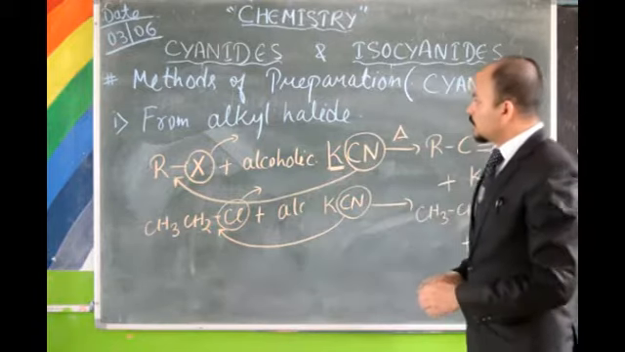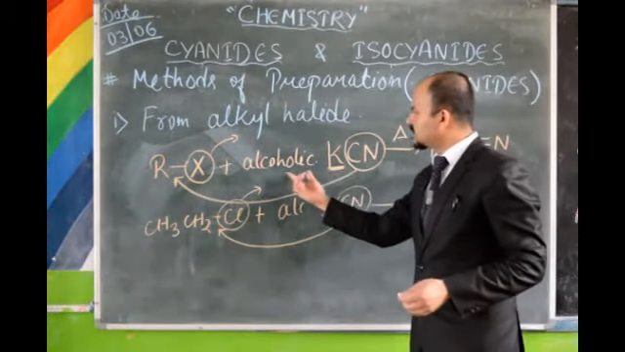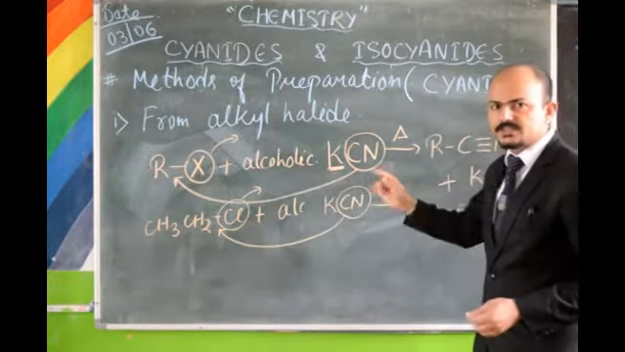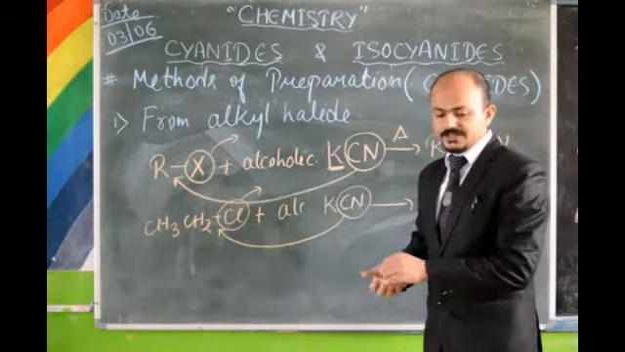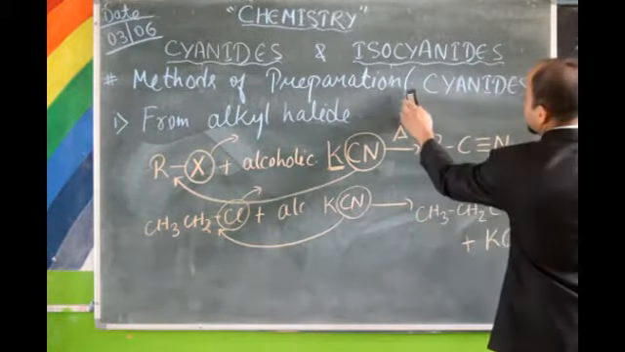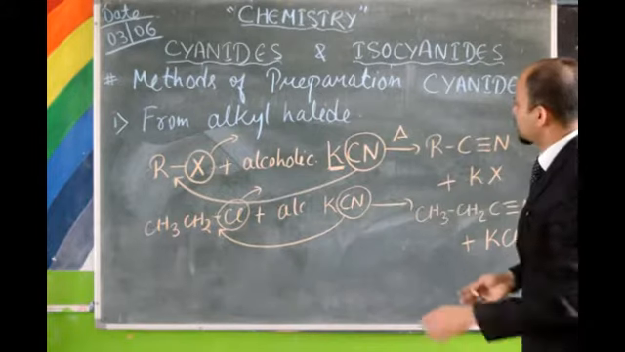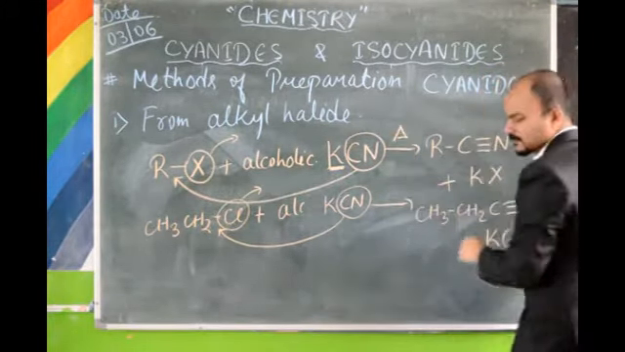Now, if you take silver cyanide instead of alcoholic KCN, the reaction would be the same, just one difference. This was one of the methods for the preparation of what? Cyanide. Now let's discuss, in the same equation, the preparation of isocyanide.